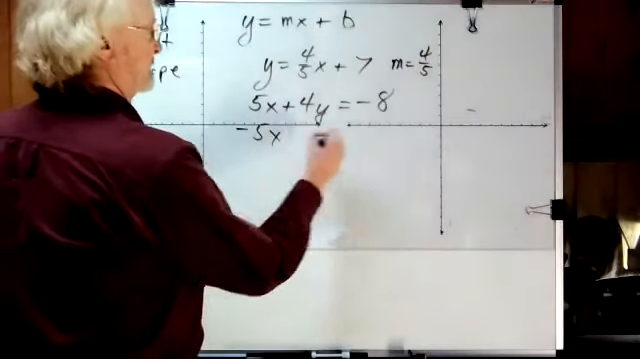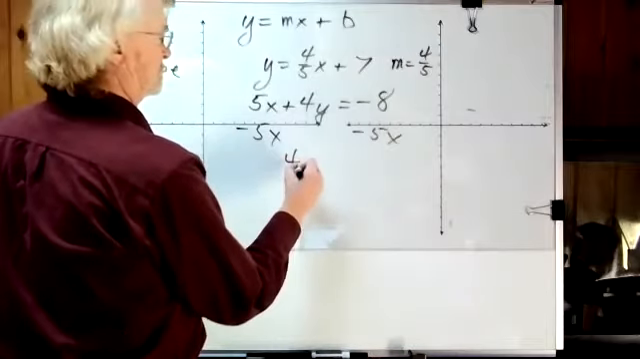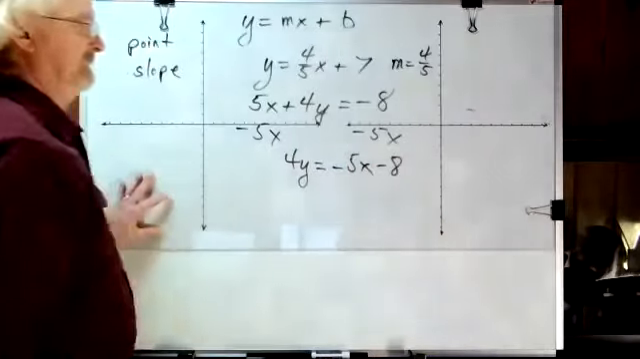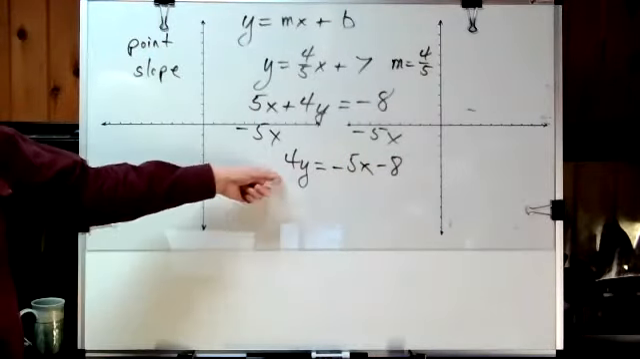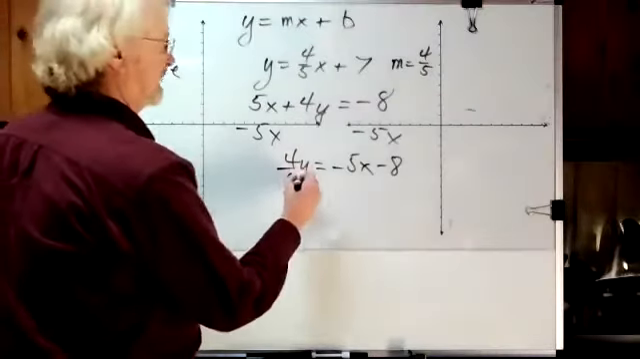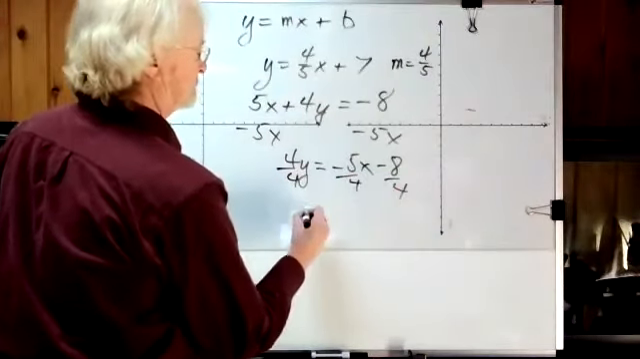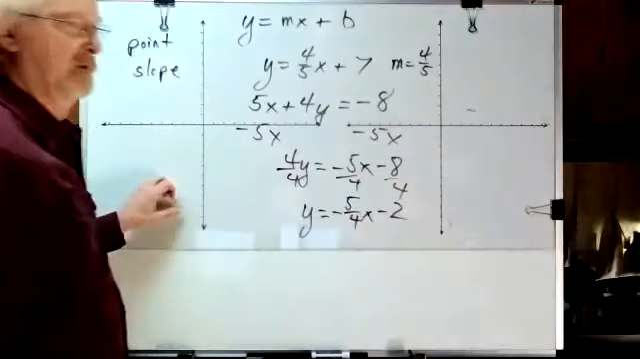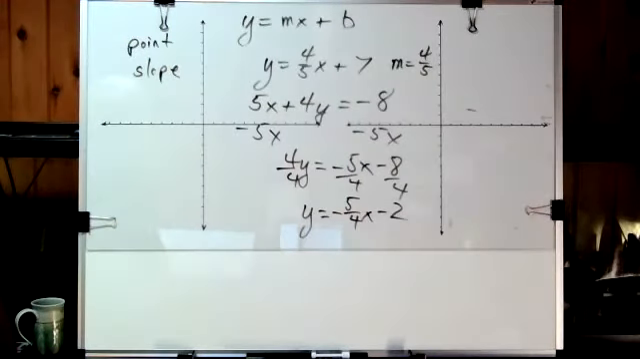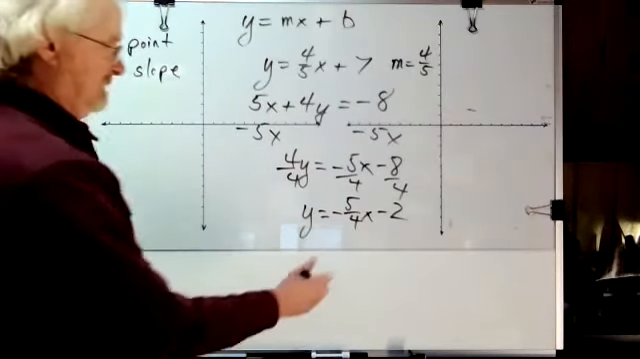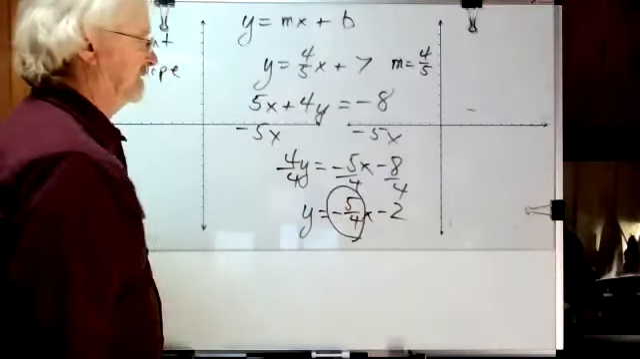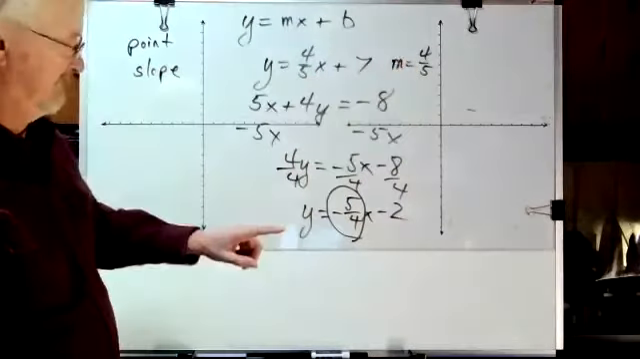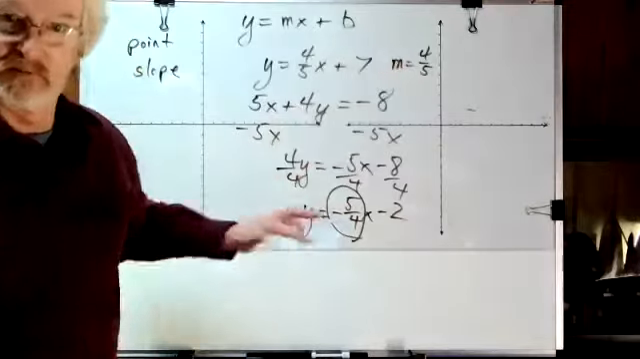Let's subtract those x's. Now divide everything by that 4. This one has negative 5/4 compared to positive 4/5. Opposite signs and reciprocals: perpendicular.